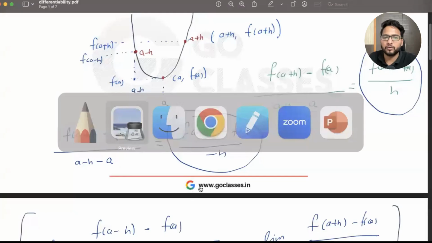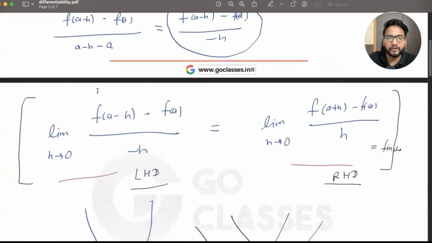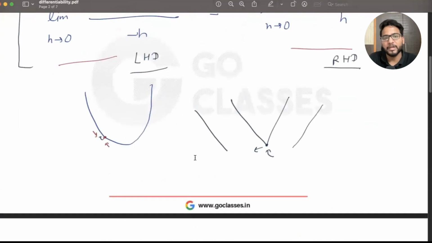So let me go to our slide. We have defined differentiability as: the left hand derivative and right hand derivative should both be the same. A function should not be changing the slope drastically like this. If a function is changing the slope slowly, then it's okay, and we say that function is differentiable. If it is changing so drastically that in the neighborhood itself things are changing, then it's not differentiable at this particular point. Okay.